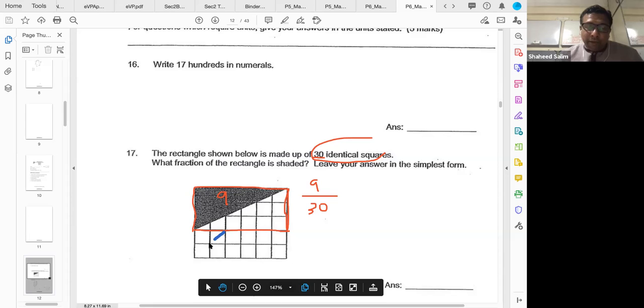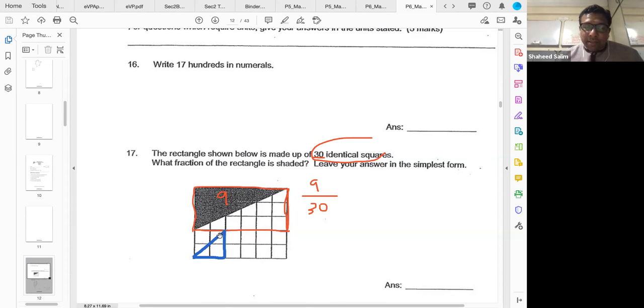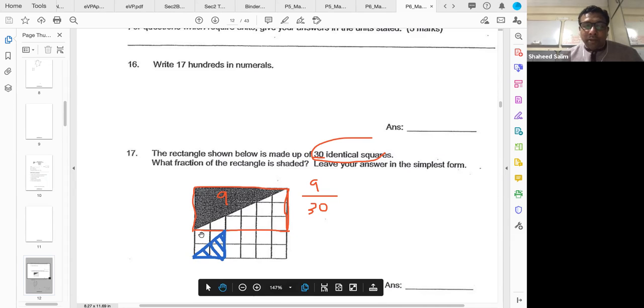Down here, if I draw like that, this blue triangle, you know how many squares is it? This is 2. How do you know? Because it's half of 4. Down here there's 1, 2, 3, 4. Half of 4 is 2. You say, how is it? Okay, you cannot see. I show you.